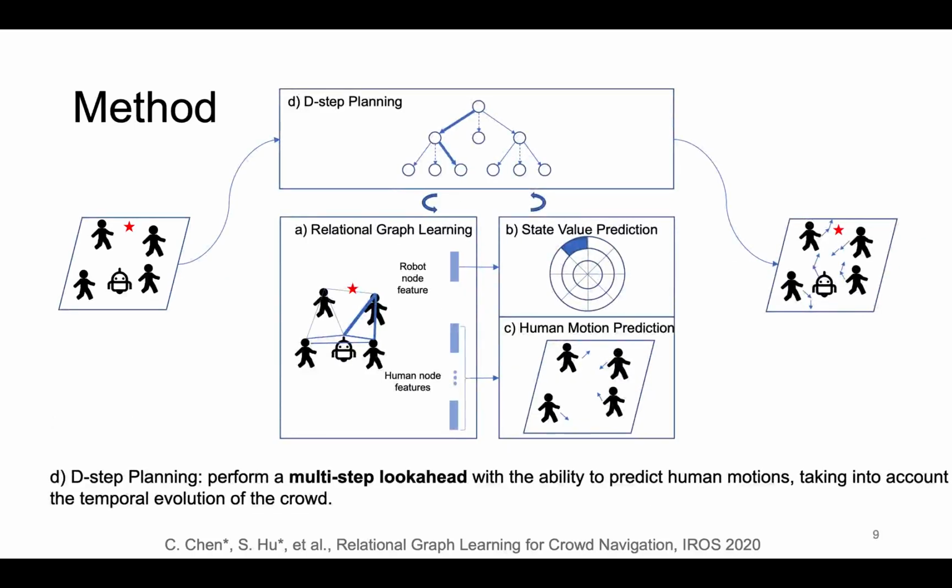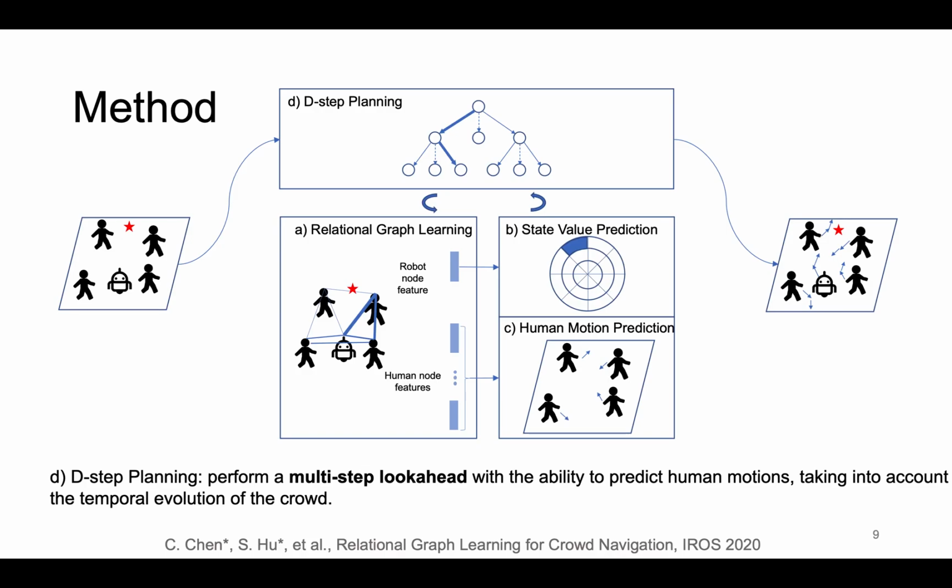The ability to predict human motion allows us to perform multi-step look-ahead planning, taking into account the crowd's temporal evolution. We augment the relational graph learning with a simplified Monte Carlo tree search to provide bootstrapped targets of state values in the learning phase and a far-sighted policy at decision time. Imperfect learned value functions can lead to suboptimal actions due to local minima.